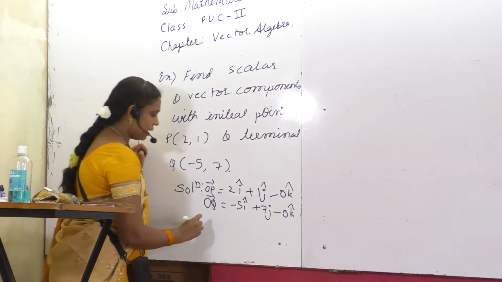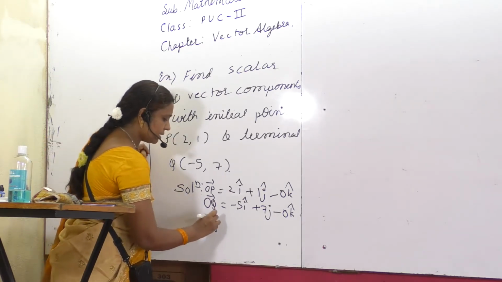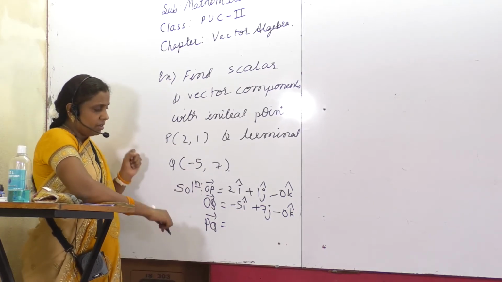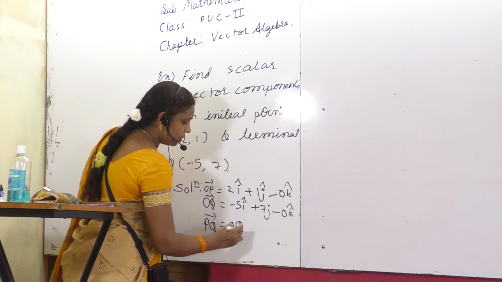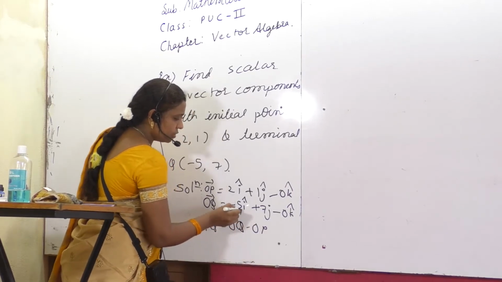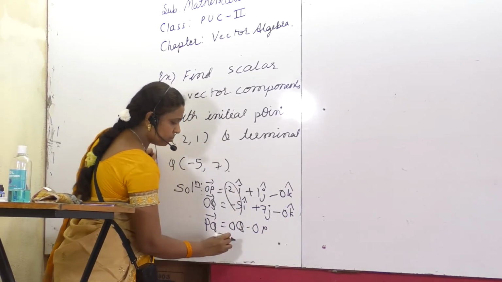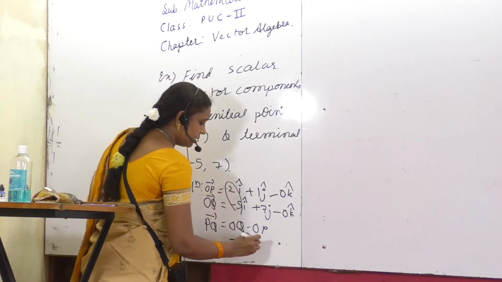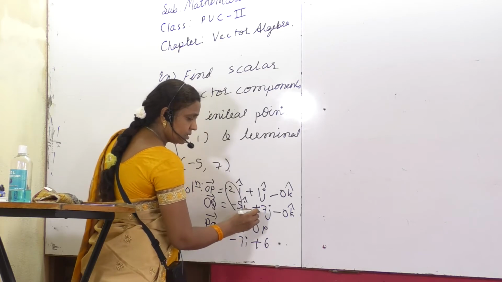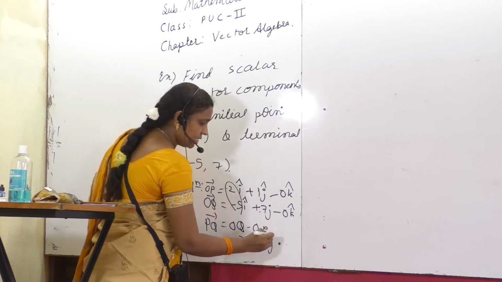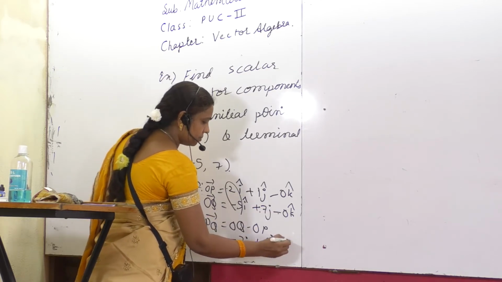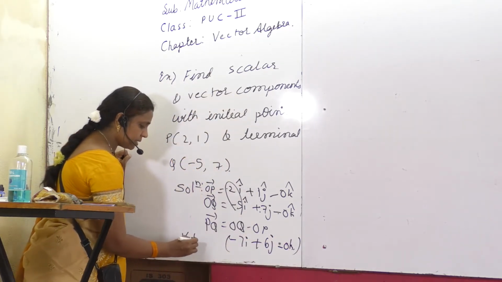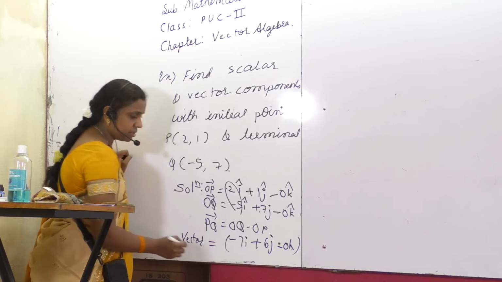Okay. What are they asking you now? PQ they are asking, with the vector component, the vector expression. PQ means OQ minus OP. So minus 5 minus 2, minus 7i. 7 minus 1, so this is plus 6j and this is 0. So this is the vector expression, because ijk are there, students, that's why.